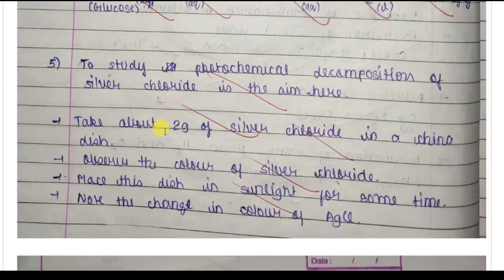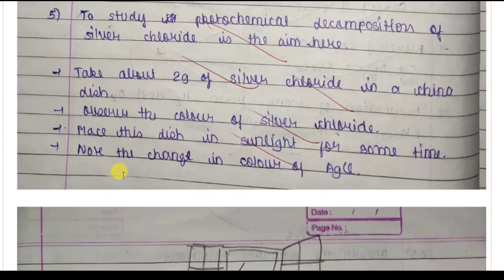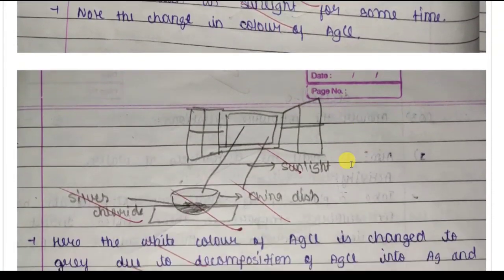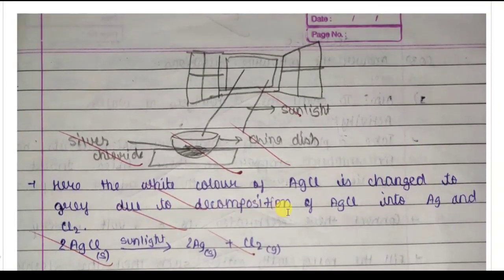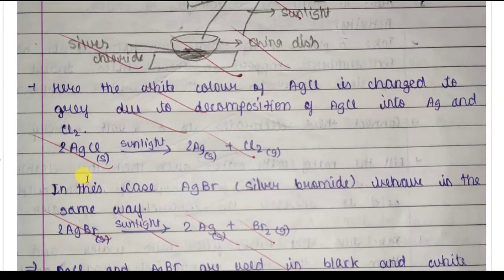Take about 2 grams of silver chloride in a china dish. Observe the color of silver chloride. Place this dish in sunlight for some time. Note the change in color of AgCl. Here the white color of AgCl is changed to grey due to decomposition of AgCl into Ag and Cl2.